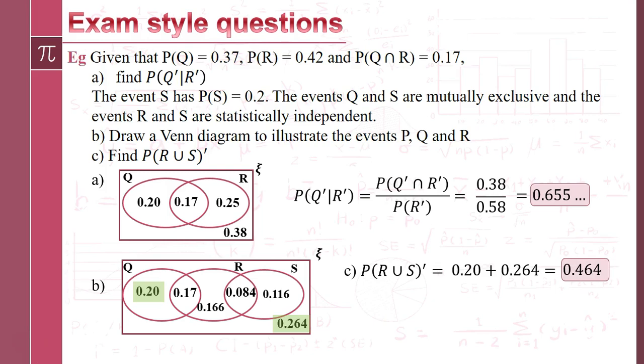Okay, so that's basically all our work done on Venn diagrams and conditional probability. One more thing to go, which will be the next video, which is how the conditional probability stuff looks on a tree diagram.